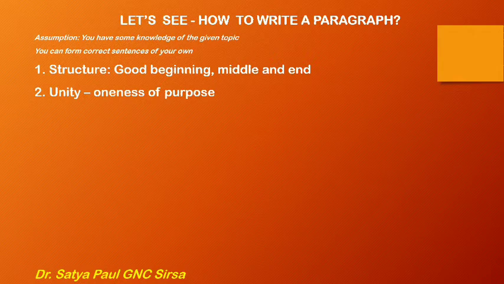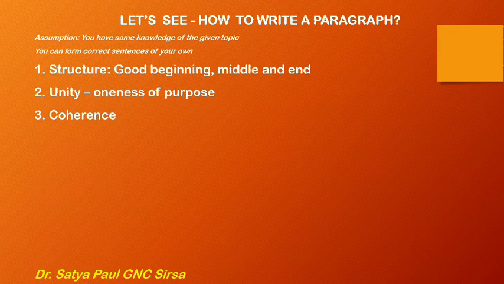Since a paragraph is a small piece of writing, we do not have much time, we do not have much space, so we will write hardly 7, 8, 9 or up to 15 sentences, though 15 is not the deadline, but usually we write 10 to 15 sentences in a paragraph. So oneness of purpose is very important. You should be focused, you should not move away, you should focus on that topic and write about it.